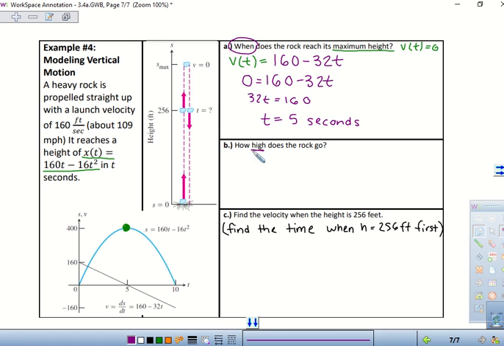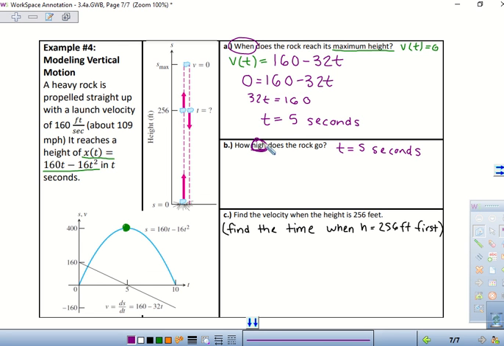So now it says, how high does the rock go? Well, we know that the highest point is going to happen at what time? 5 seconds. So what can we do with that information? Plug in 5 for t in the initial equation. That's true. We can plug 5 in for t. Are we going to plug 5 in for t in the velocity or the position function? Position. Why would we use the position function here instead of the velocity function? Because that's like the actual function of how it's moving.